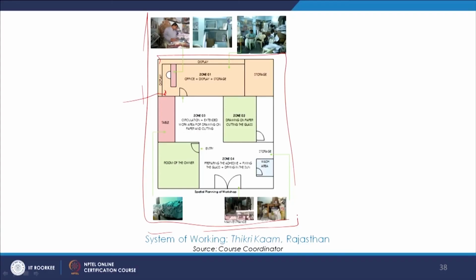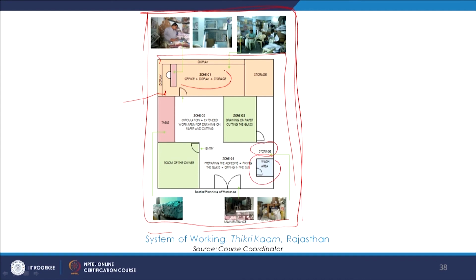So this system and the kind of matrix that we create helps us delve into the details, extract more, learn from it and try to apply it. When I am talking about system of working and the design process, there is also a system that we see in the plan. This is the workshop in Udaipur, and the craft which is done here is the mirror craft. So where is the storage, where is the wash area?